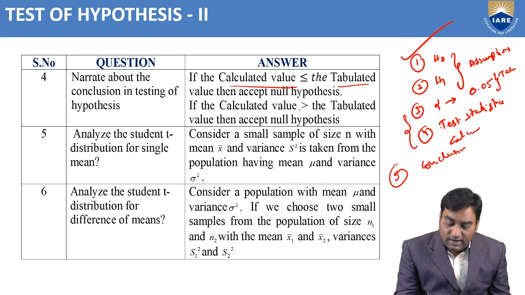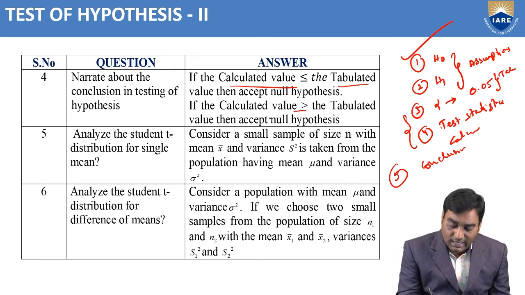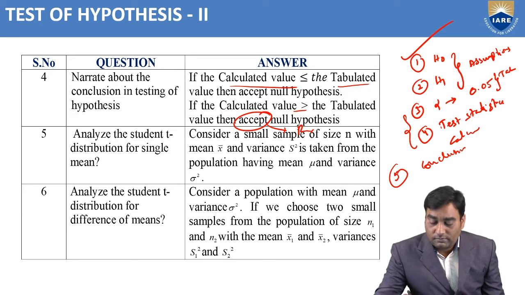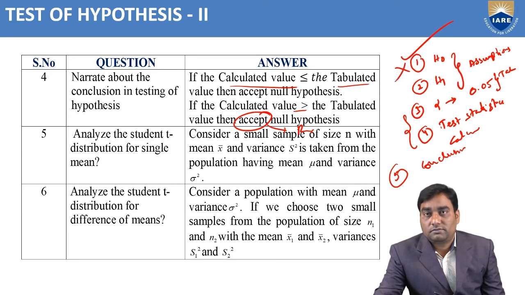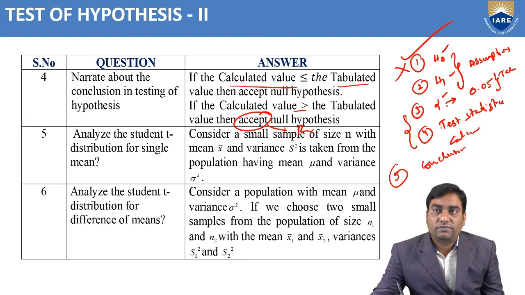If the calculated value is greater than the tabulated value, then we are rejecting the null hypothesis. This is not accept, this is reject. So these are the 5 steps included in a test of hypothesis. First one null hypothesis, second one alternative hypothesis, third one level of significance, fourth one test statistic, fifth one conclusion.